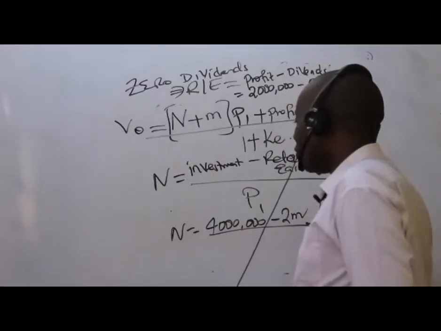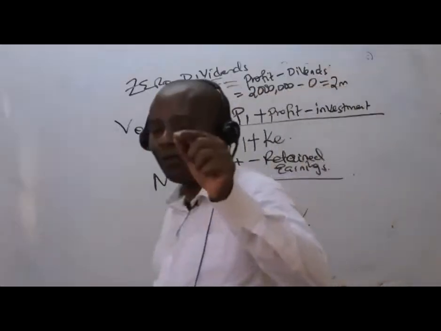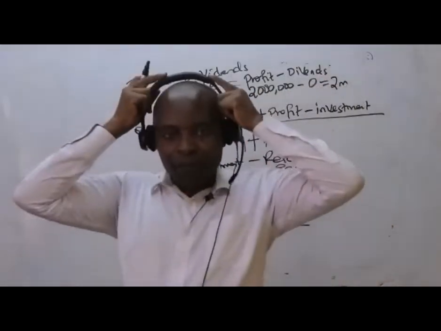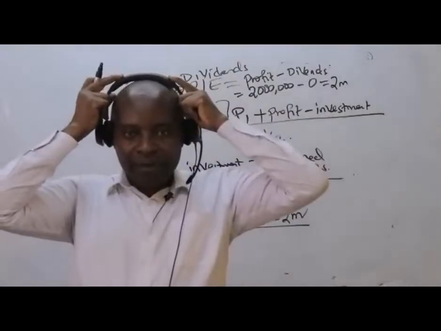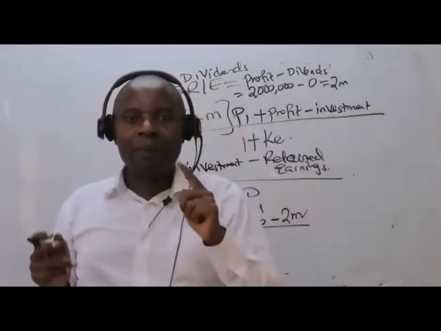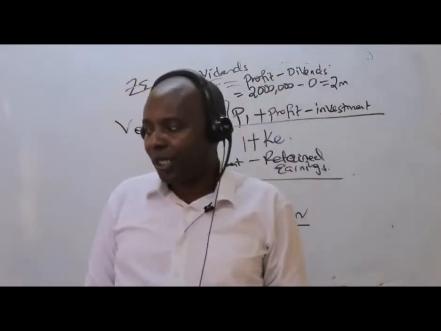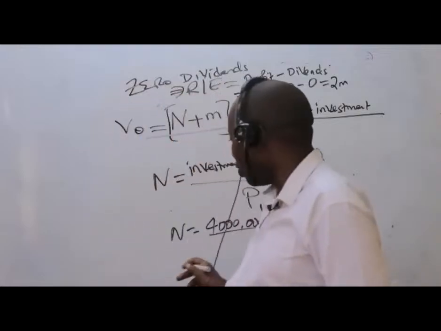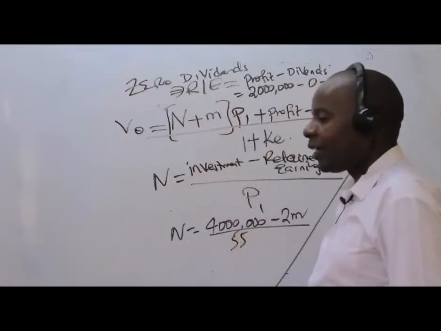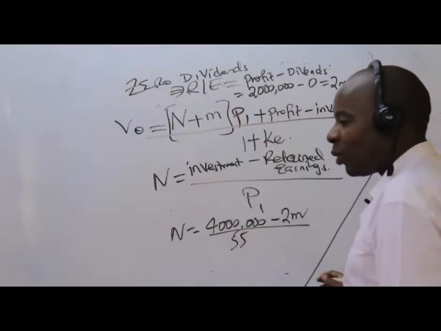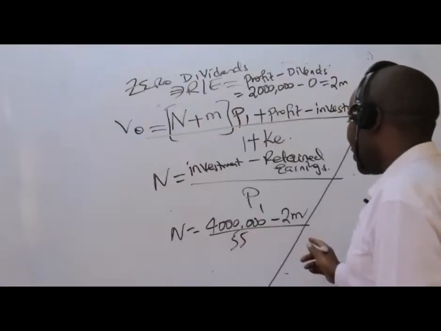All over P1 for zero dividends policy. Could you kindly remind us what was our P1 for the zero dividends policy? Zero dividends policy P1 was 55. So could you kindly give me an answer here?